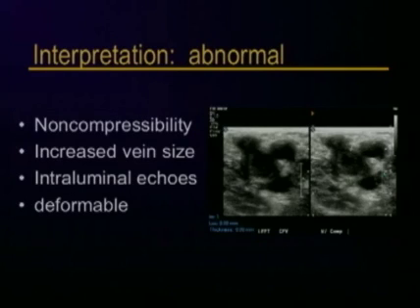Now, when interpreting abnormal studies, we see non-compressibility of the vein, implying that there is something within the lumen, in this case thrombus. The vein size may be increased and much larger than the artery than expected. And again, with thrombus, you may see intraluminal echoes or bright material or heterogeneous material within the vein. And acute thrombus may be deformable, or when you compress it, it can decrease in size.